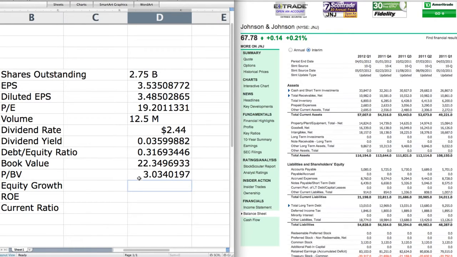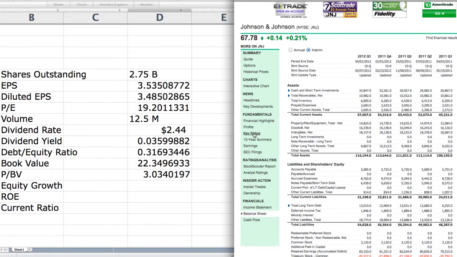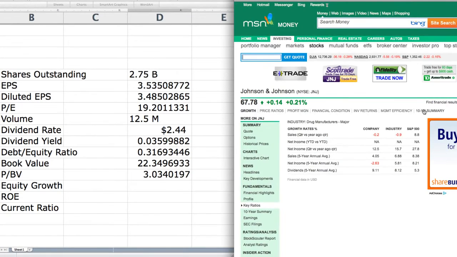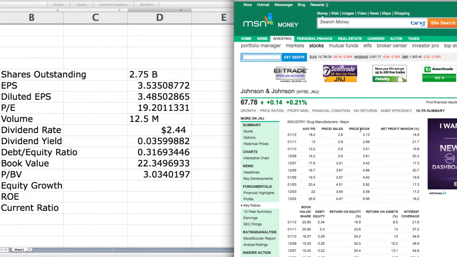Okay? Now, I want to show you another spot that's really interesting on the price to book, and that's if you go to the Key Ratios tab on MSN Money. If you click there, and you go to the 10-year summary right up here at the top, you're going to see that they have historical data on that price to book number. So you can see right now the price to book is 3. At the beginning of 2012, it was 3.13, and it's always been hovering around 3.0 to 4.0, and then at about 7 to 10 years ago, it was clear up to 6.